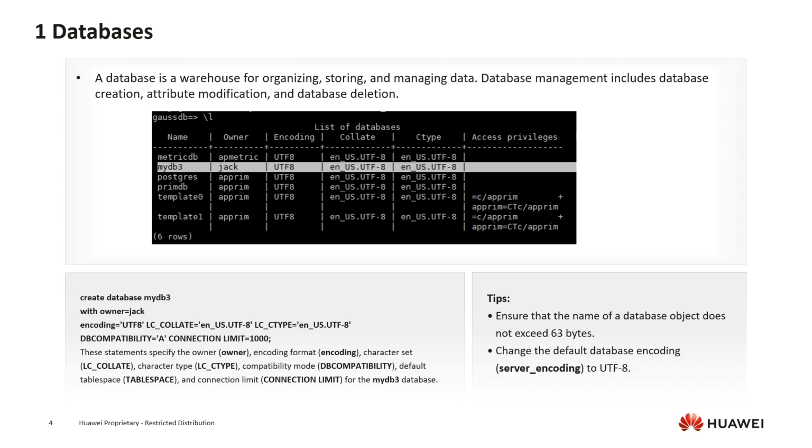Here we can have an example of a database creation. You can see the name of the database, owner, encoding type, and character set used in this database. LC_CTYPE specifies the character type, which affects uppercase and lowercase letters and digits. By default, it uses the configuration of a template. DB_COMPATIBILITY specifies the compatibility mode of this database. For now, GaussDB supports MySQL, Oracle, Teradata, and PGSQL.